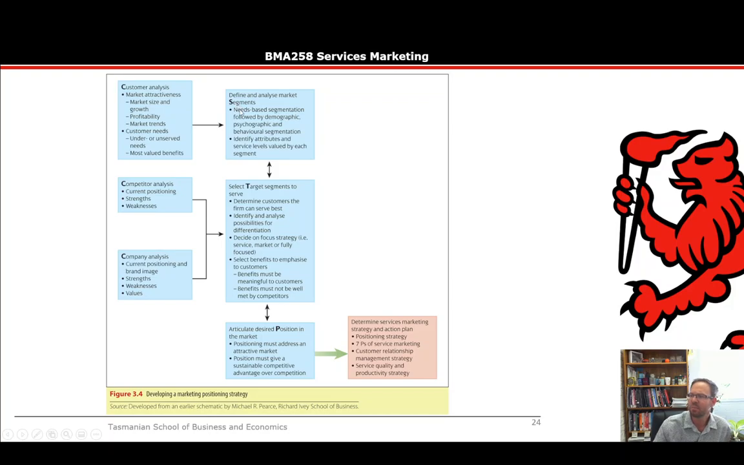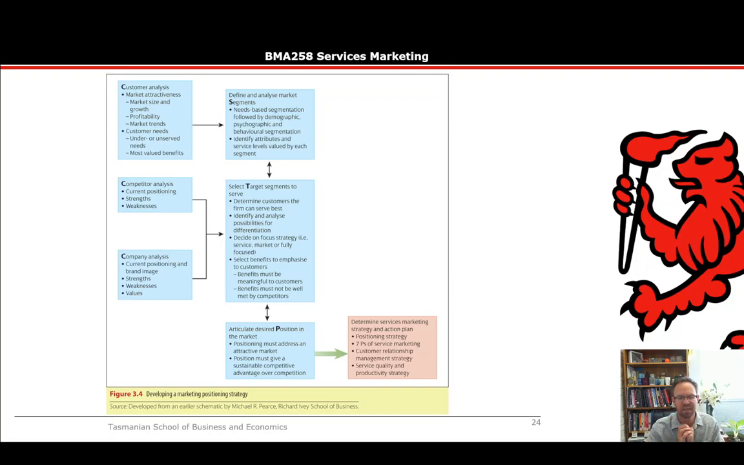Right, so these segments are needs-based segments, followed by demographic, psychographic, behavioural segmentation, and then identify attributes and service levels valued by each different segment. Right, so we'll go back to the example of an airline.